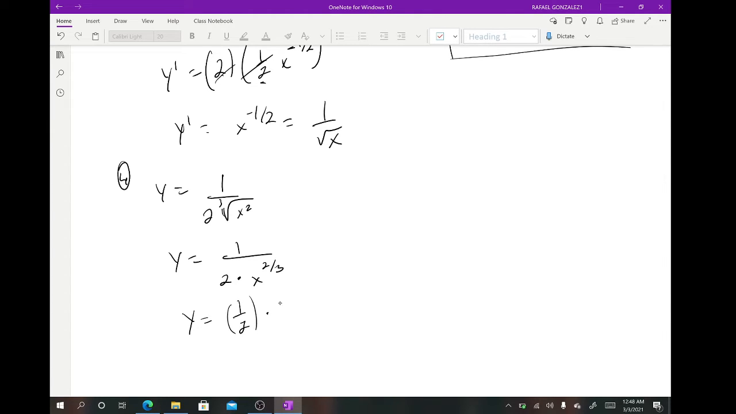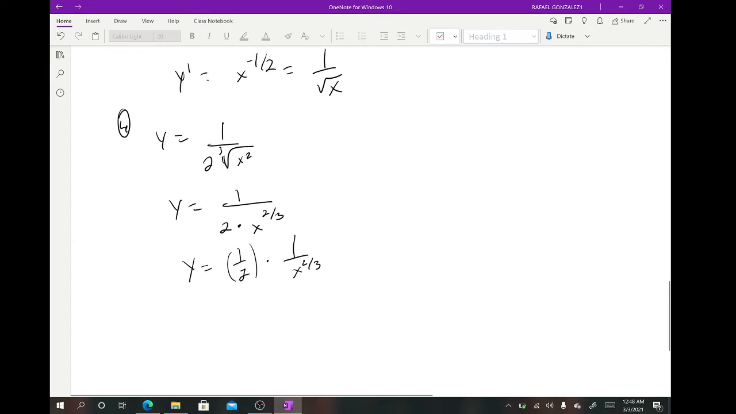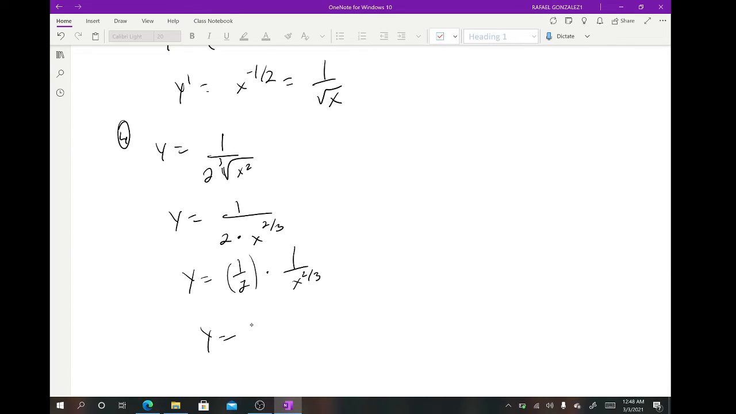So this is 1/2 times 1 over x to the 2 over 3. And then bring the x to the numerator. So this is y equals 1/2 times x to the minus 2 over 3. This just makes your life easier to see what's going on.